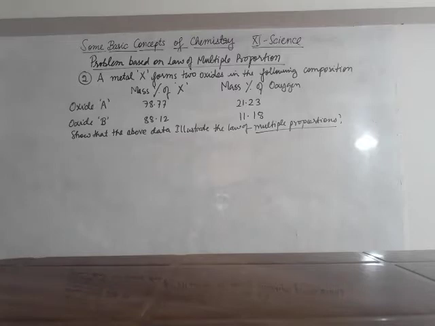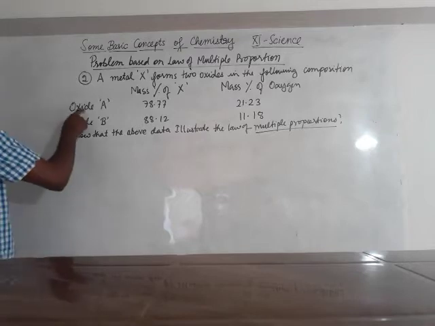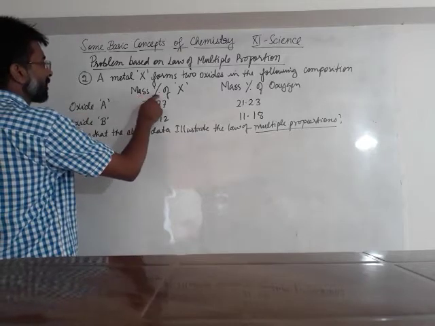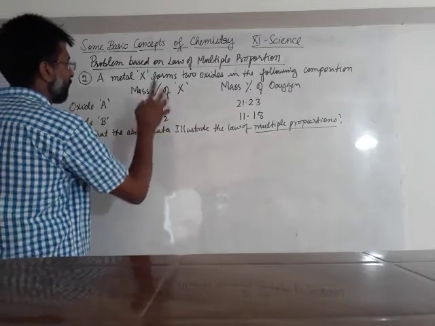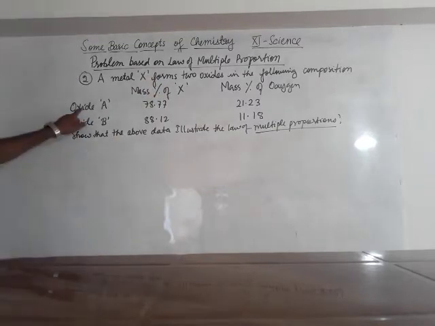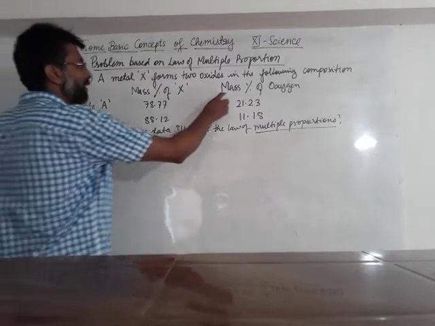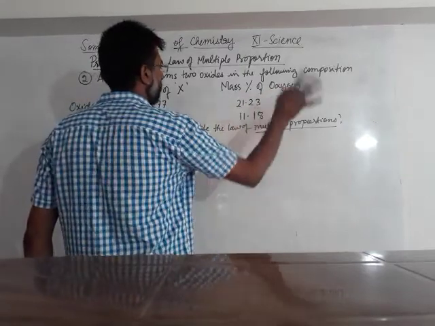Now, look at the question. Copy the question. A metal X forms two oxides in the following composition as given on the board. In oxide A, the mass percentage of X is 78.77%. In the same oxide A, the mass percentage of oxygen is 21.23%.